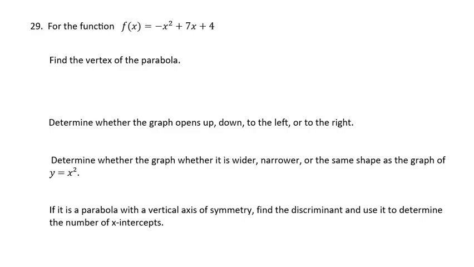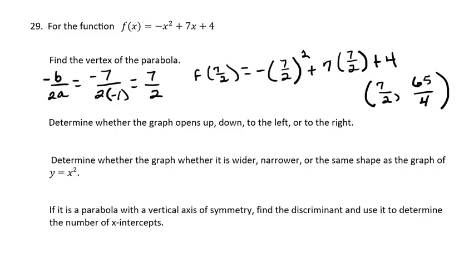Here again, I'm going to find the vertex using negative b over 2a. So there's my vertex. My leading coefficient is negative, so that means my graph is going to open down. Now my leading coefficient is actually negative 1, and that's going to have the same width as the graph of my parent function. Just made the same shape here.